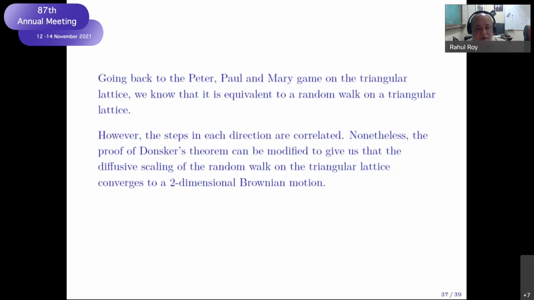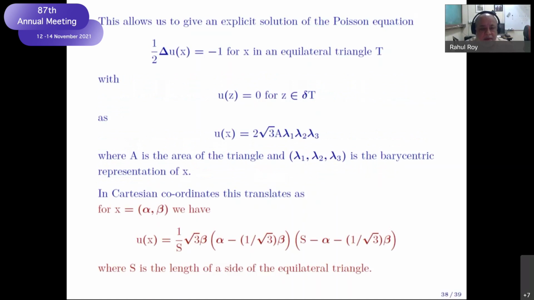Nonetheless, the proof of Donsker's theorem can be modified to give us that a very similar diffusive scaling of the random walk on the triangular lattice converges to a two-dimensional Brownian motion. This actually allows us to give an explicit solution of the Poisson equation, half of delta u of x equal to -1 for x in an equilateral triangle T, with the boundary condition u of z equal to 0 for z in the boundary of the lattice.